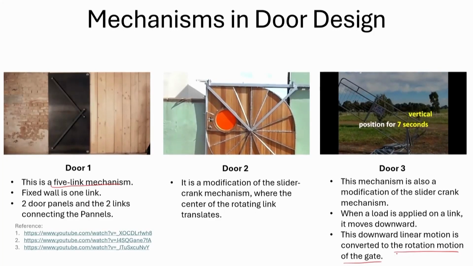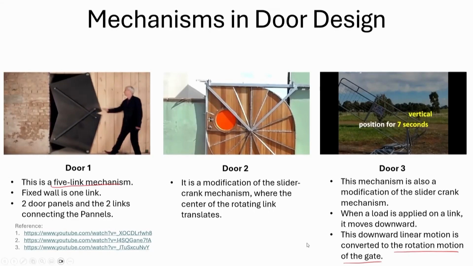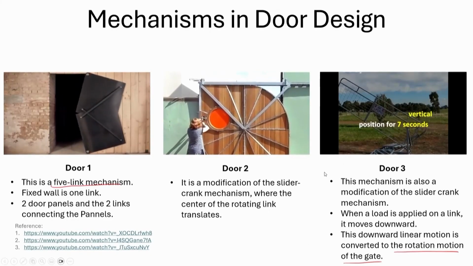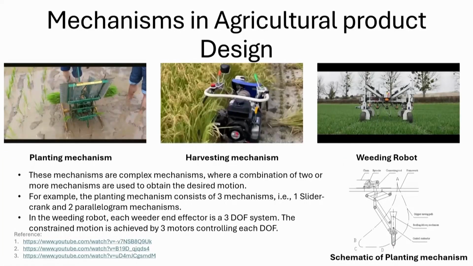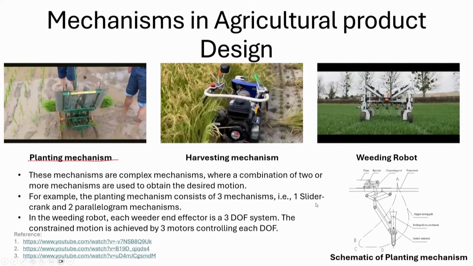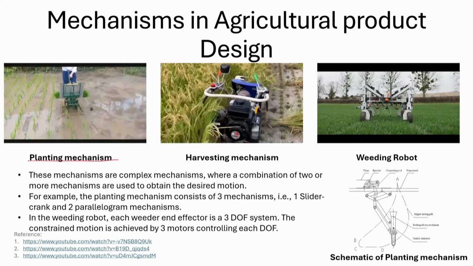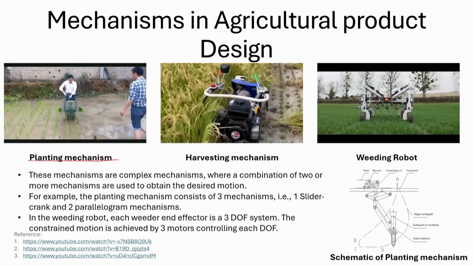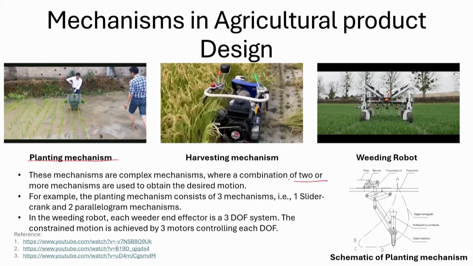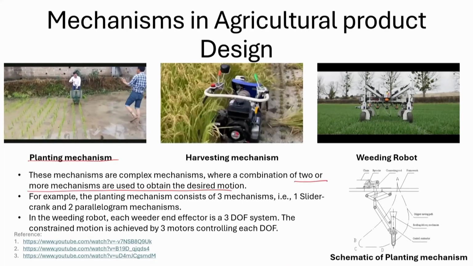Now, let us see some other mechanisms, like agricultural products. Say the planting is mechanized in the form of a machine. You can see how this is happening. These are more complex mechanisms, where a combination of 2 or more mechanisms is used to obtain the desired motion. Like this planting mechanism has 3 mechanisms in it, 1 slider crank and 2 parallelogram mechanisms.